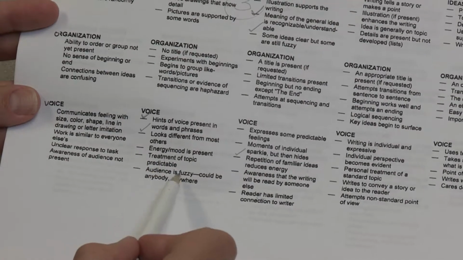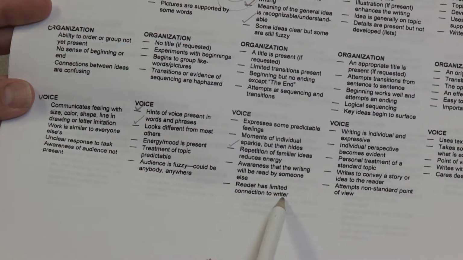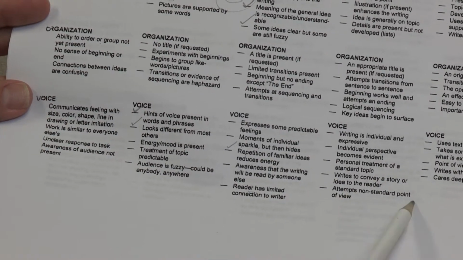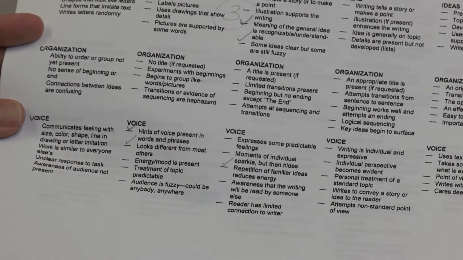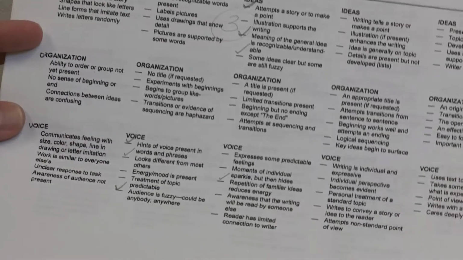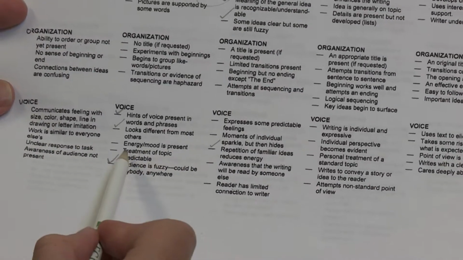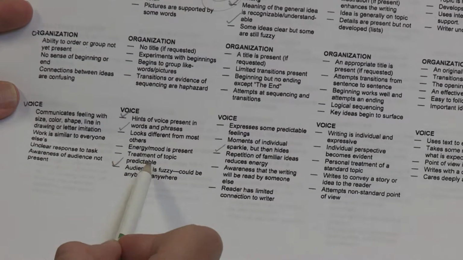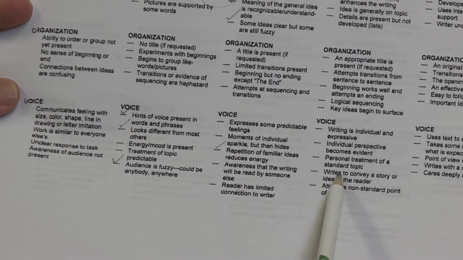So, for instance, audience is fuzzy, could be anybody, anywhere. Reader has a limited connection to the writer. Not point of view, cares deeply. I'm going to give him audience is fuzzy, could be anybody, anywhere. I don't really know who he's writing for. Okay. I skipped one, go back up. So treatment of topic is predictable. Awareness that the writing will be read by somewhere else. Writes to convey a story. I'm going to give him a 3 for this.